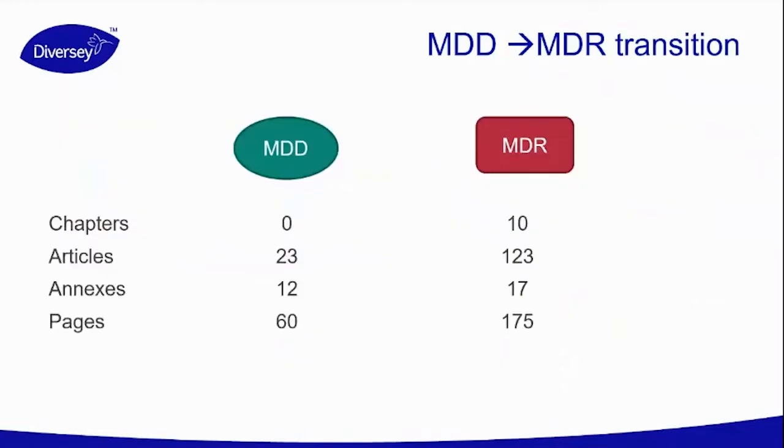But what are, let's say, the main differences between the two? Here you can just see high level the differences in terms of content. So the MDD did not have any chapter, only 23 articles, 12 annexes, and 60 pages. The medical device regulation, which will start in May 2021, has 10 chapters, 123 articles, 17 annexes, and 175 pages.